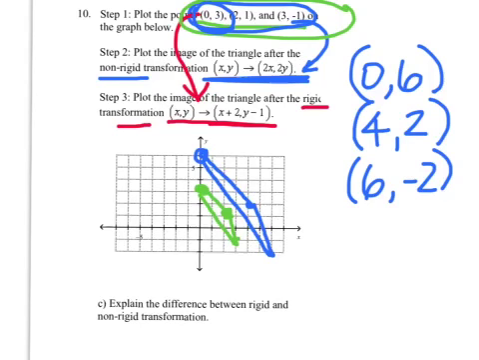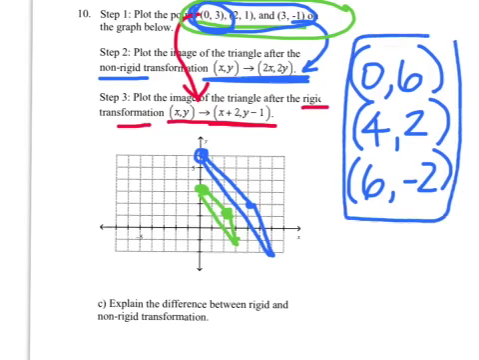So if you notice, I doubled all of those coordinates and I got the bigger triangle. Hopefully yours looks better on your graph paper. And that again was a non-rigid transformation, and that's because it got bigger.